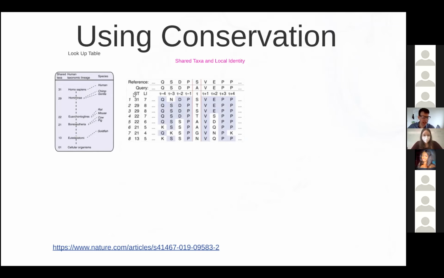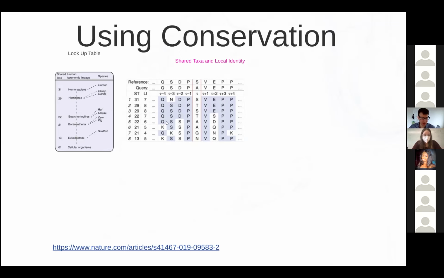Sequences with really high shared taxa, right? So I'm going to look at, let's say, another human or a human reference sequence. And you see there's, of course, this allele, and then there's this other allele. So the local identity is 7, right? There's basically 7 blue boxes here, and the shared taxa is 31. Okay, and then I'm going to look at another animal, let's say a chimp. Here's a chimp sequence. There's 8 identities, so LI is 8, and the shared taxa is 29.